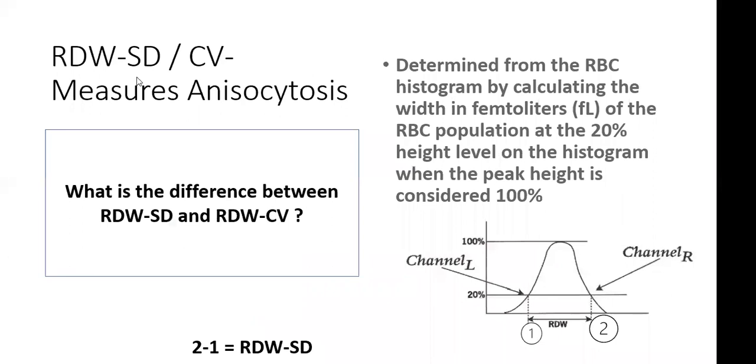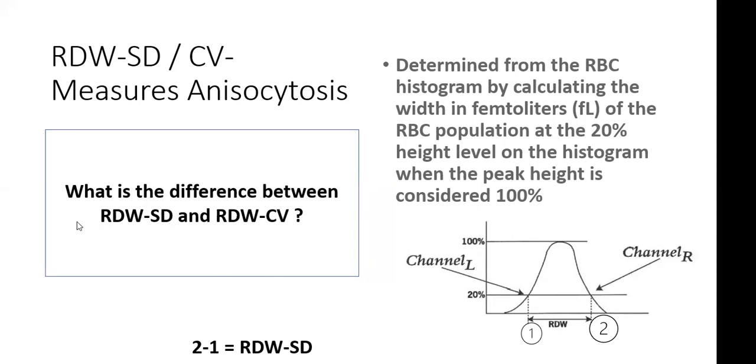The next slide is about RDW, RDW-SD and RDW-CV. Can anybody tell me the difference between RDW-SD and CV? What does the machine count directly, RDW-SD or CV? Kanika, any idea? Ma'am, CV. No, the machine doesn't count CV.